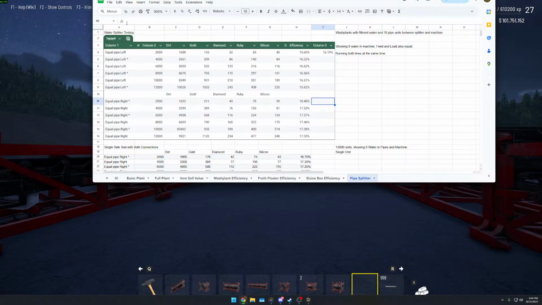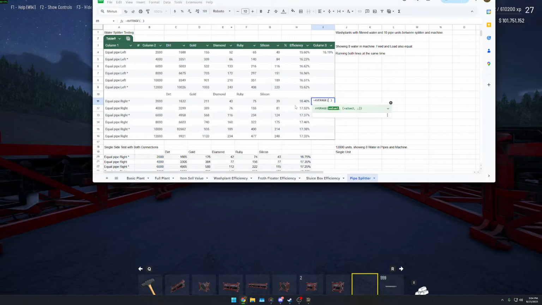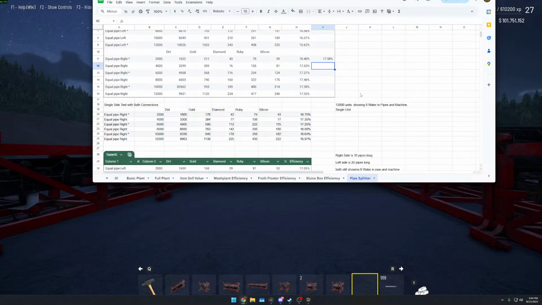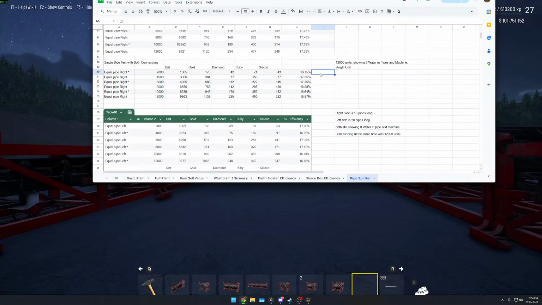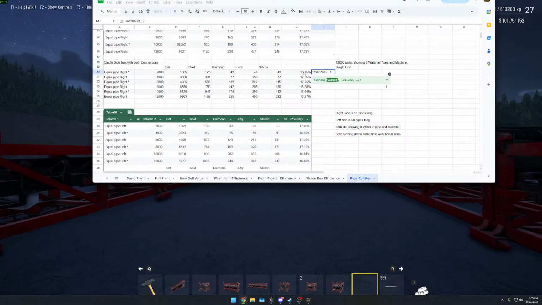Here, and I'm going to insert another function, average. Enter. Okay, there. So we're looking at that kind of difference there. And we're going to do the same thing here. We're going to insert a function of an average.